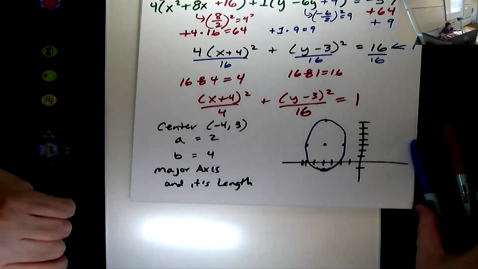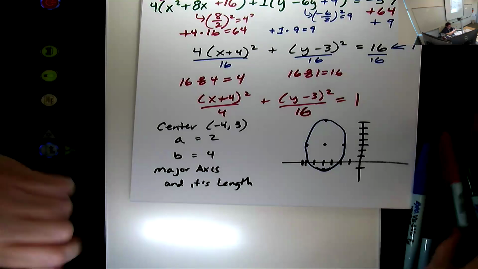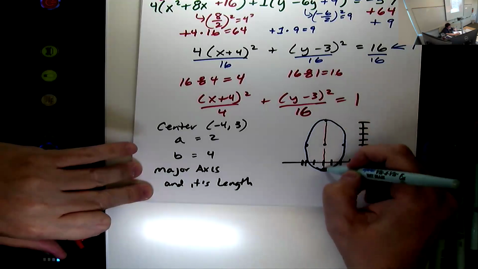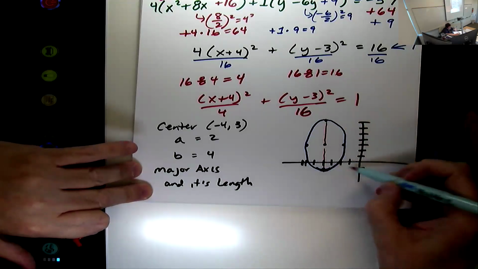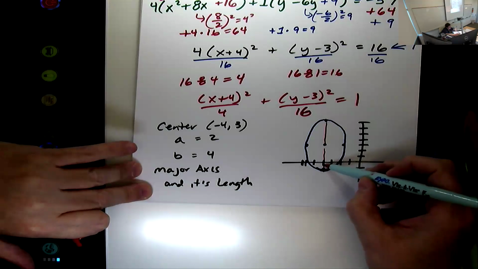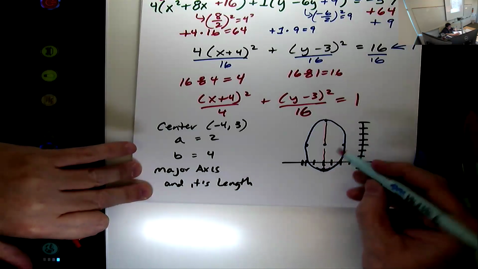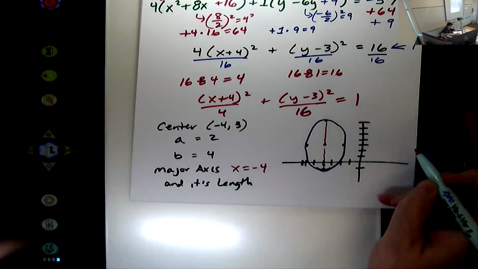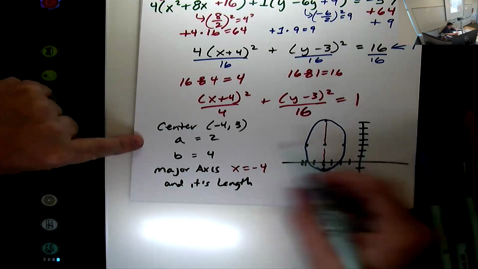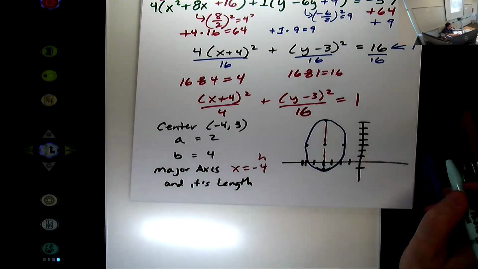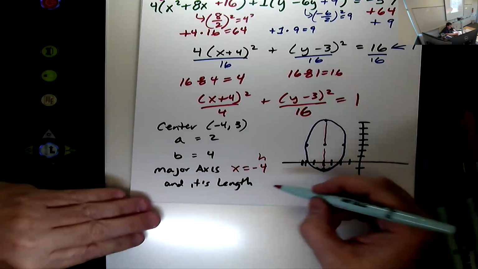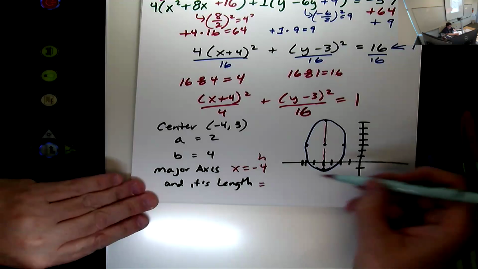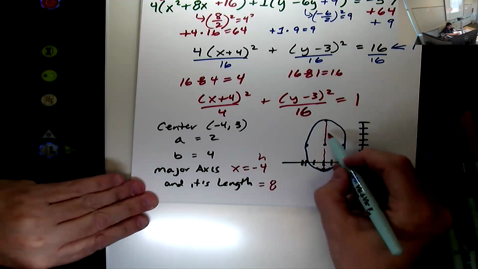And once I've graphed it, especially when these numbers are drastically different, we can see the major axis is up and down. And it's going through x equals -4. So the major axis is x equals -4, which is our h. And what's the length? It's 8, because this was 4 and this was 4.